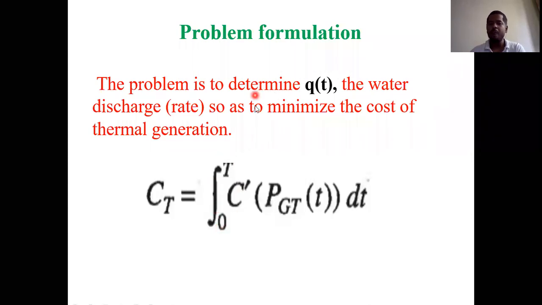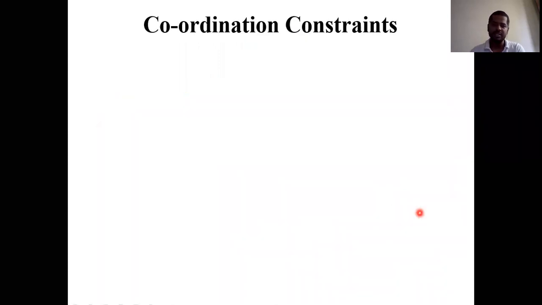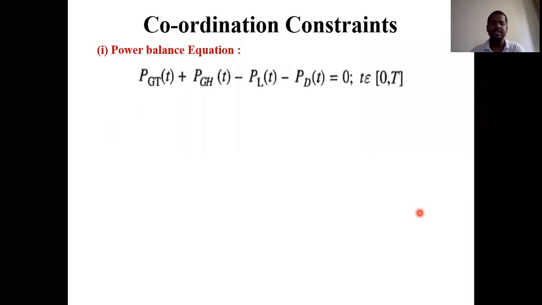This is nothing but the objective function. And coming to the constraints, how to write the constraints? Already I told you in the previous class, that is the power balance equation. So what is the power balance equation? Generation must be equal to demand plus loss. PGT is the power generated in a thermal power plant, and PGH is the power generated in a hydro power plant. These two must meet the demand and loss. So this is the power balance equation.